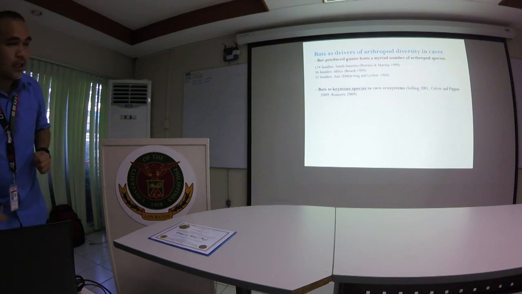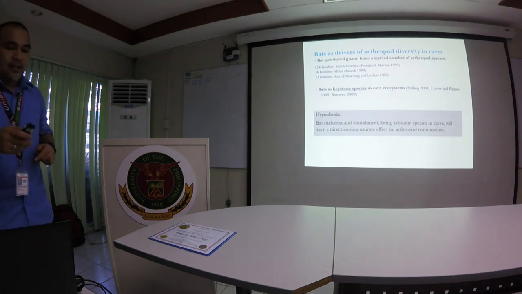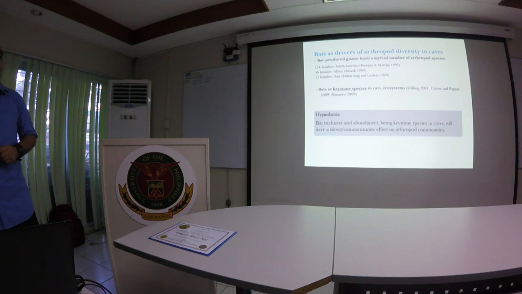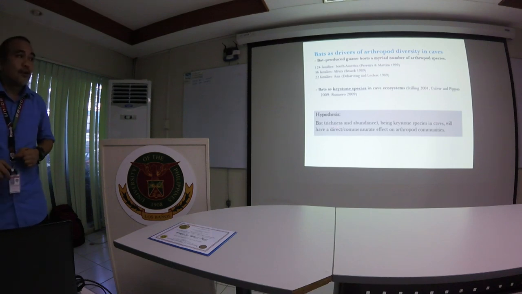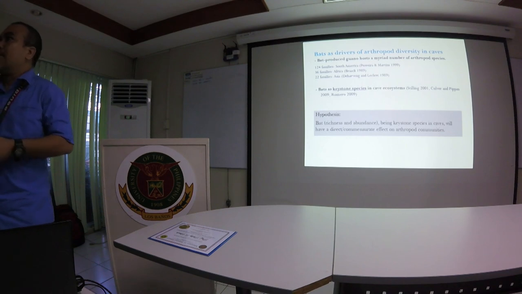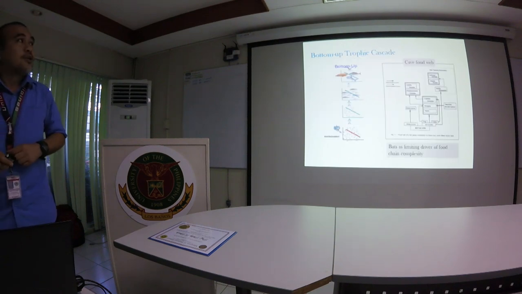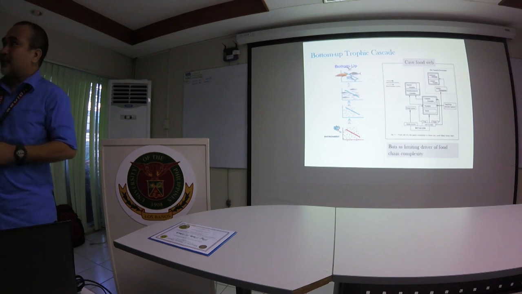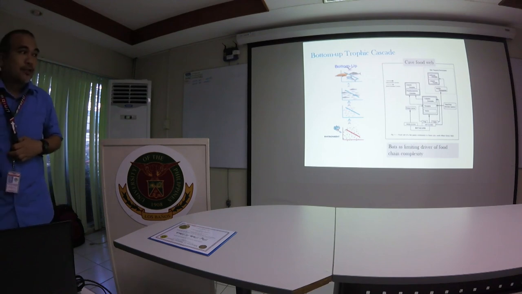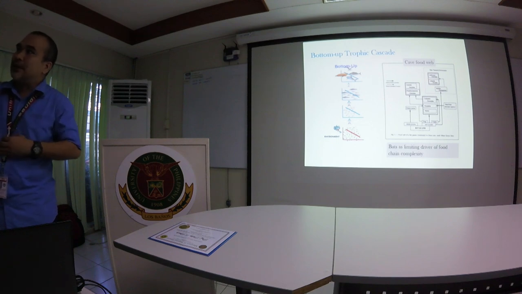And then, of course, I've shown you this slide before, but with this as my supporting statement, my hypothesis would be that bats, being keystone species in caves, will have a direct or commensurate effect on arthropod communities. We know the concept of keystone species; it can be applied to one species or to a group of species. For example, you can have a bottom-up trophic cascade. You're all familiar with the term trophic cascade, wherein if you remove the bottom, the resource space, you will have a cascading effect on the subsequent trophic links or chains.